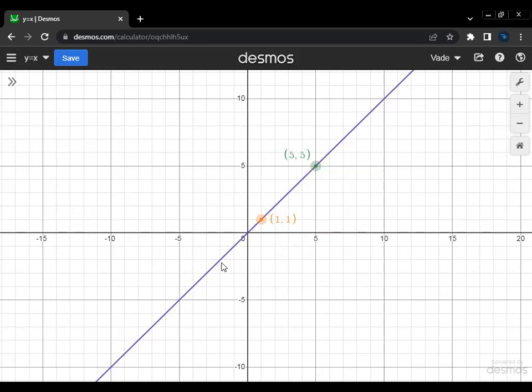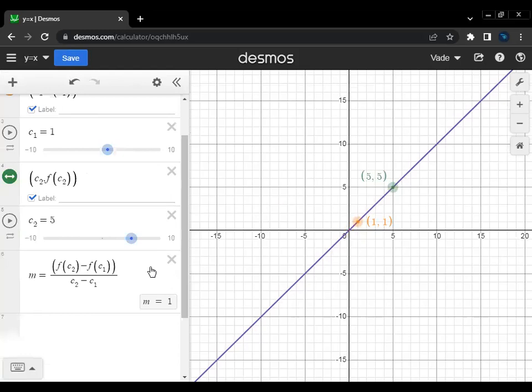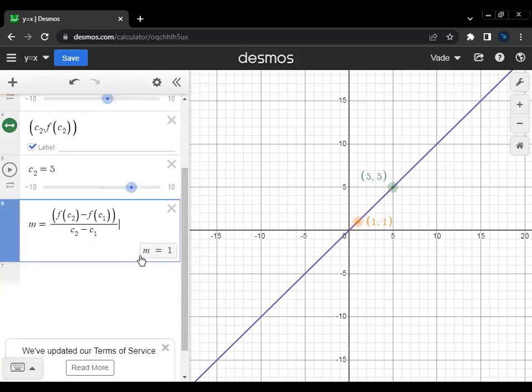So what's the answer for this one? The answer is 1, right? Let me check. The answer is 1. This is basically the formula of the slope, but in a different way. But still the same.